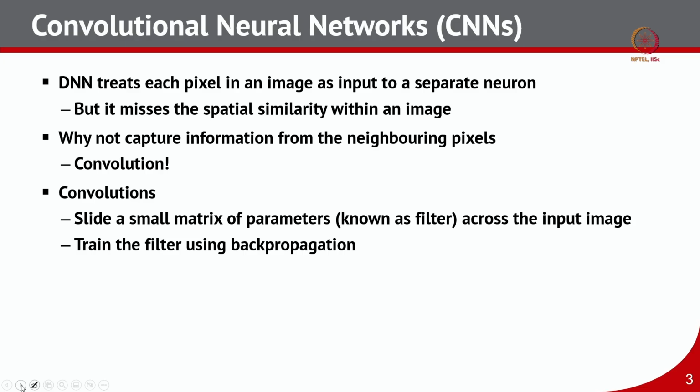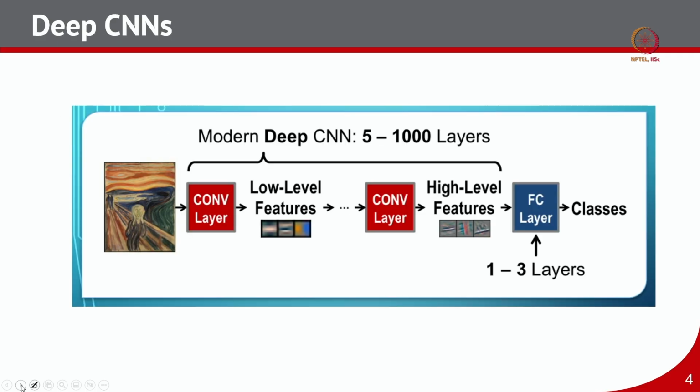Now, if you remember, the convolution operation is very simple. We just slide a small matrix of parameters, known as a filter, across the input image, and then we train the filter using backpropagation. At some point we will probably discuss more about the training also. We discussed this briefly in the last class.